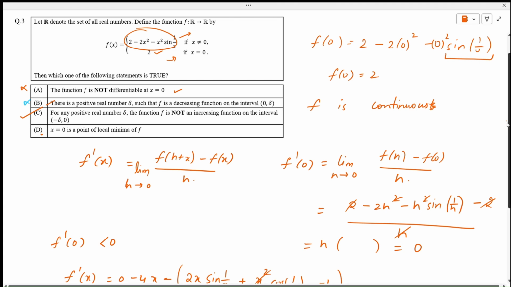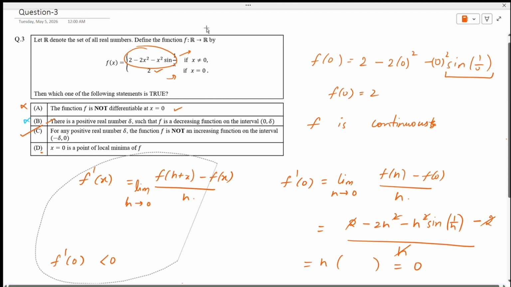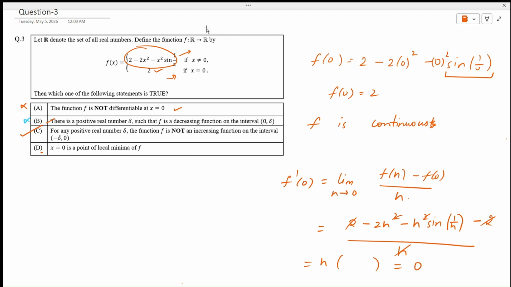So let us look at f here closely. I will erase this part. So let us look at the fourth option, at x equal to 0. Okay. If you look closely at the function, it is 2 minus, if you take x square common, you are left with 2 plus sine 1 by x.